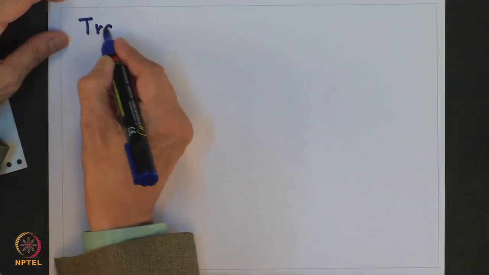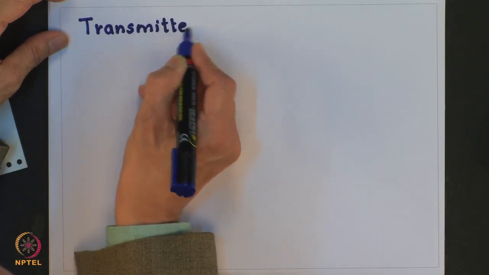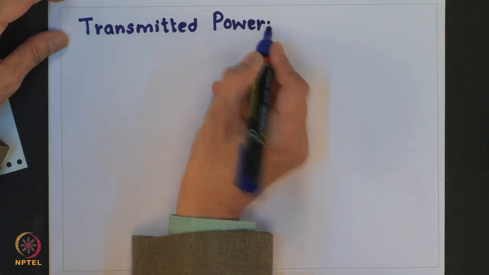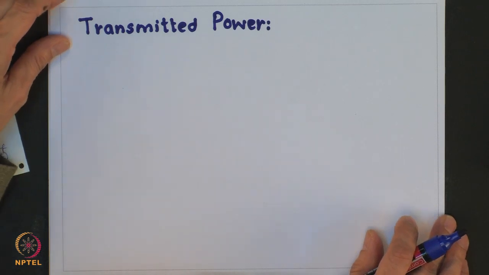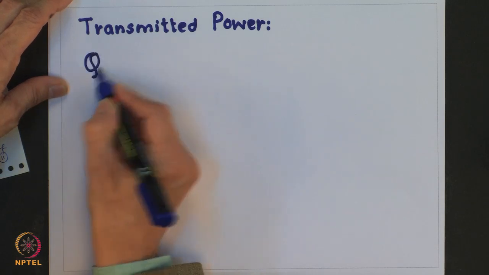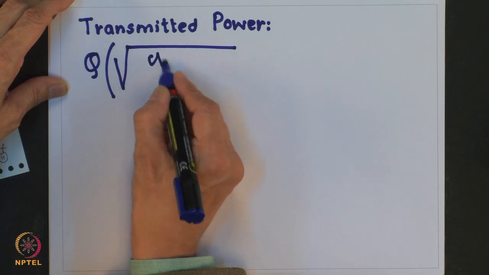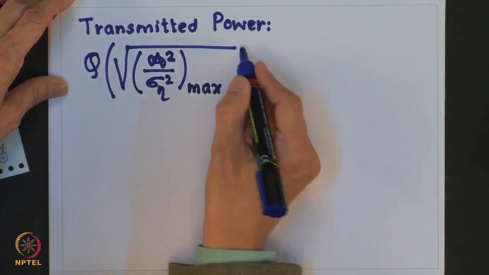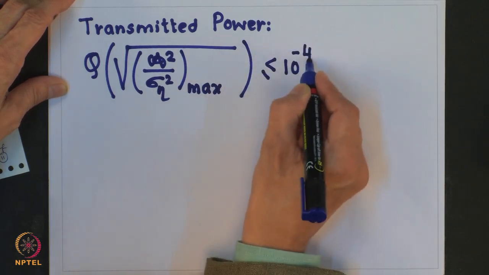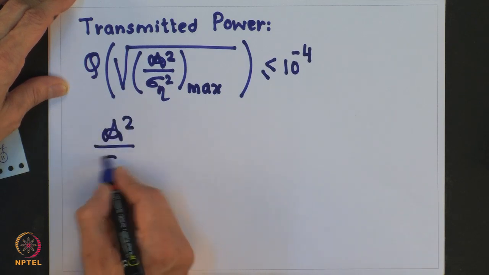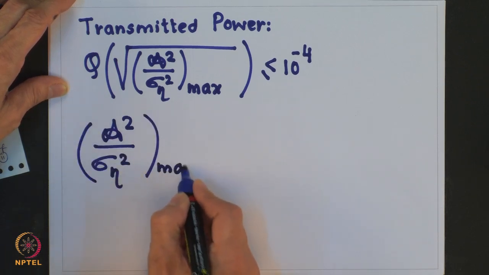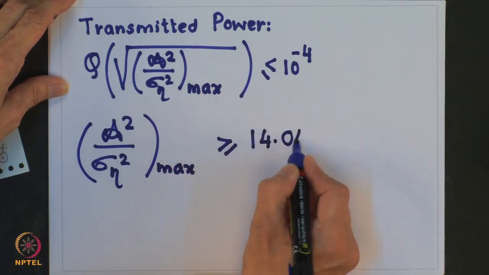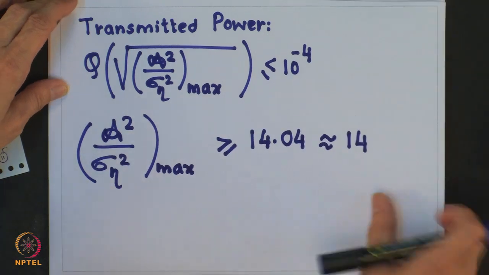Now, let us determine the transmitted power. To determine the transmitted power, we will use the specification which has been given for the required bit error probability. We have been told that the bit error probability, which is given by this expression here, we will choose the maximum value. This should be less than or equal to 10 raised to minus 4, which implies that this quantity should be greater than or equal to 14.04, which is approximately equal to 14. So, from this we can evaluate the transmitted power as follows.